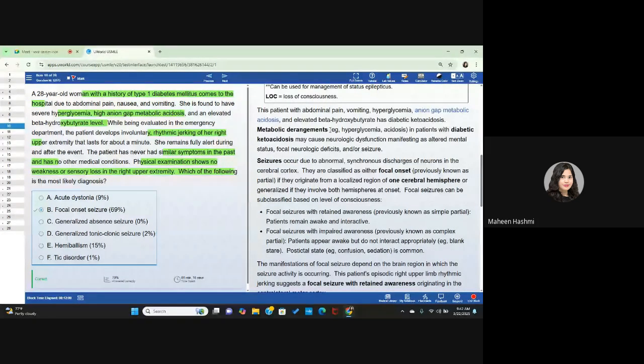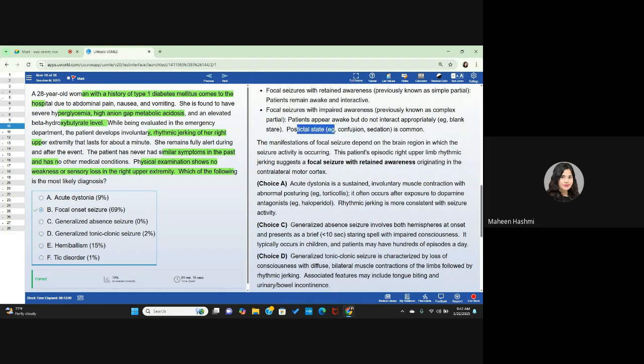And yeah, so we know that the patient was having high anion gap metabolic acidosis. The patient had diabetes, and as a result, developed diabetic ketoacidosis. The patient is having seizures because of impaired metabolic arrangements. They will be focal onset because only one part of the extremity is getting involved. Again, very high yield for you to remember.